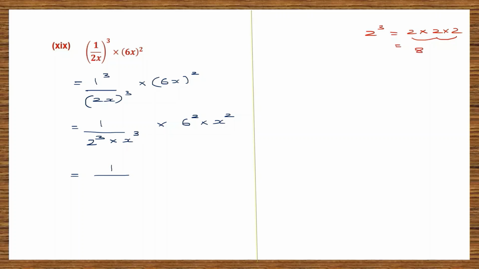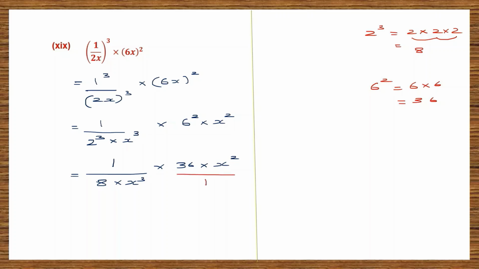So this is 1 by 8 into, now 6 raised to the power of 2. 6 raised to the power of 2 is 6 into 6. 6 6s are 36. So 36 into x to the power of 2. Now here we also have x to the power of 3. Okay, so don't miss that out, x to the power of 3. So here it is understood that this is going to be 1 down, it's the same.